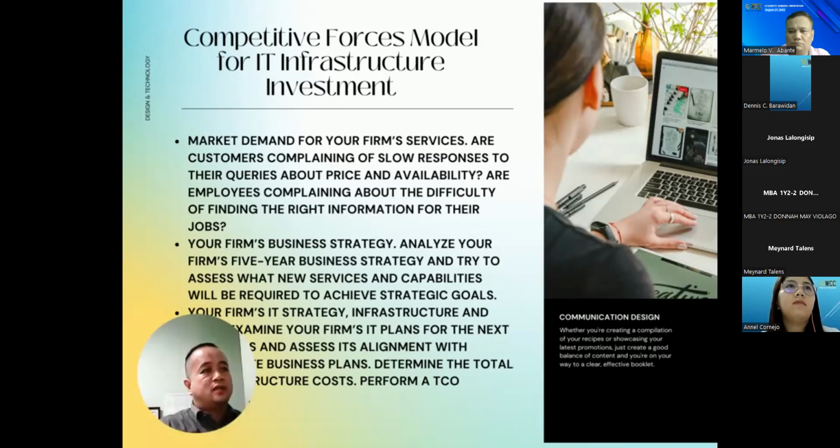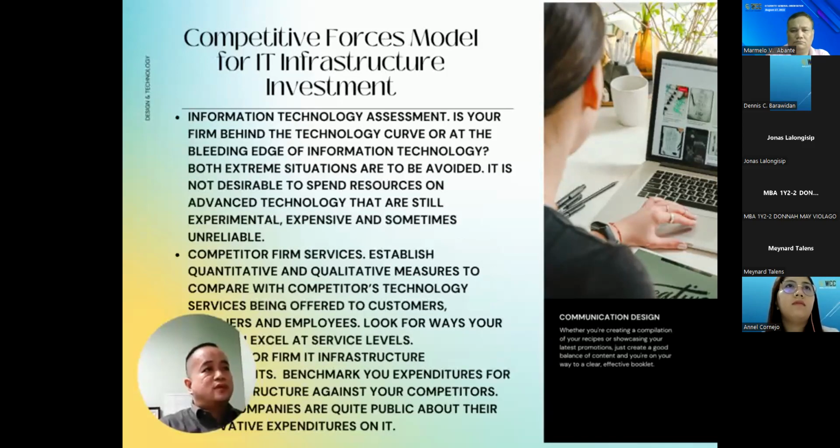Your firm's IT strategy, infrastructure, and cost. Examine your firm's IT plans for the next 5 years and assess their alignment with corporate business plans. Determine the total IT infrastructure costs. Perform a TCO analysis. Information technology assessment. Is your firm behind the technology curve or at the bleeding edge of information technology? Both extreme situations are to be avoided. It is not desirable to spend resources on advanced technology that is still experimental, expensive, and sometimes unreliable.